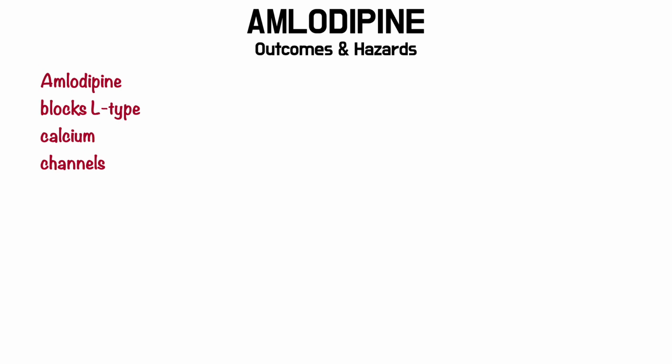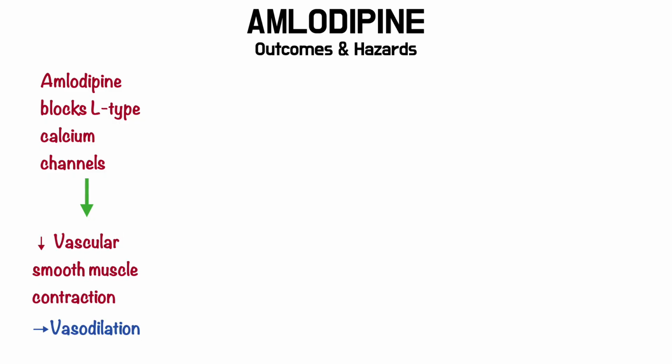It blocks L-type calcium channels in the blood vessels, right? So that will lead to a decrease in vascular smooth muscle contraction, causing vasodilatation. So what is actually happening is that there is a decrease in total peripheral resistance leading to blood pressure falling down, right? So if that falls severely, you can experience severe hypotension.